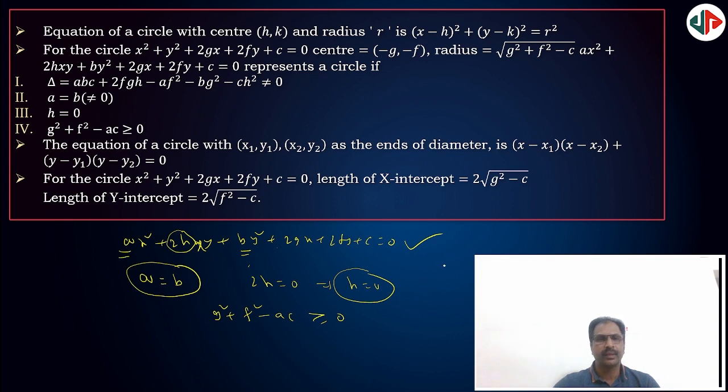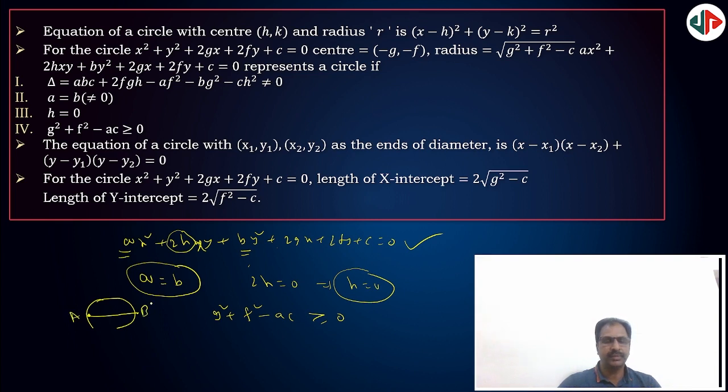Next, what is the equation of a circle when diameter ends are given? Already we know the equation of a circle when center and radius are given. That is the first point which we discussed. Now instead of giving center and radius, diameter ends are given. A and B are diameter ends.